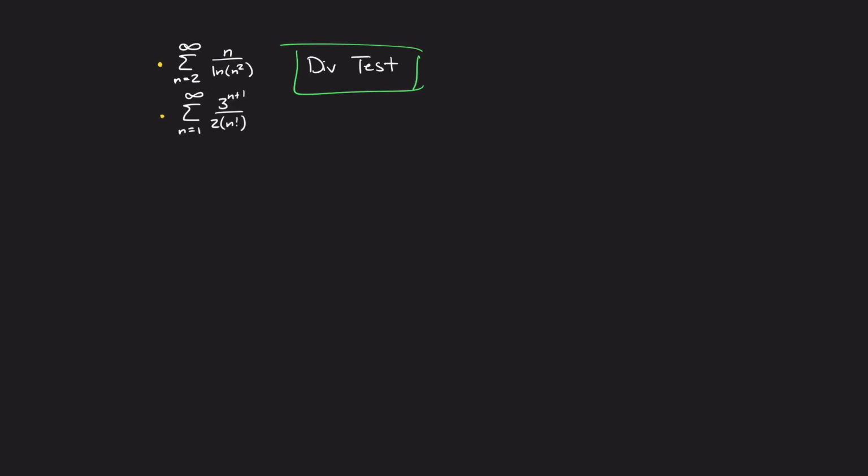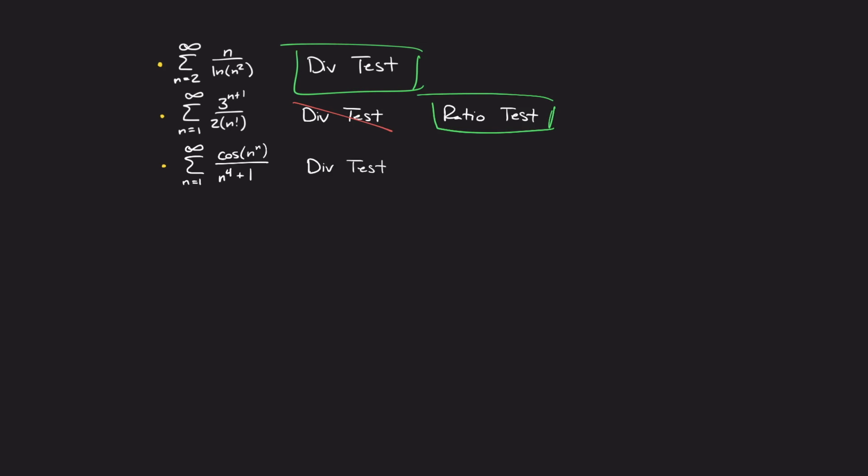For the sum of 3^(n+1) over 2 times n factorial, the divergence test doesn't work, but the factorial tells us that the ratio test is probably a good idea, and it turns out that that works. For the sum of cosine(n)^n over n^4 plus 1, the divergence test doesn't work, but the cosine indicates that testing for absolute convergence may work. After taking absolute values, we find that we can compare the series to 1 over n^4, which does the job.